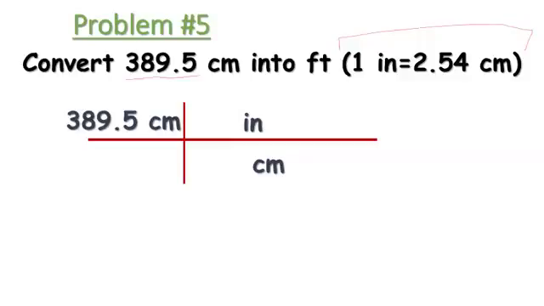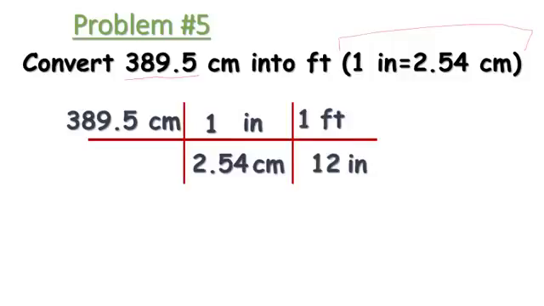Use my conversion factor, 2.54 centimeters equals 1 inch. I'm not done because I want feet, so I go inches to feet. Next is 12 inches equals 1 foot. Now I can solve, because my centimeters and inches are canceled out. I'll do 389.5 times 1 times 1 divided by parentheses 2.54 times 12 parentheses equals.